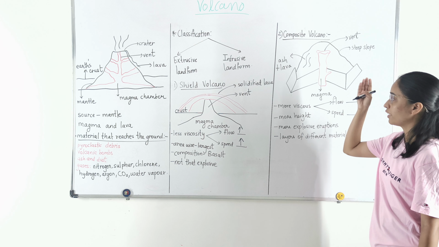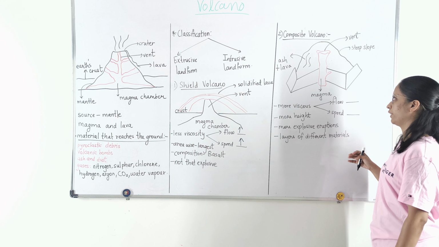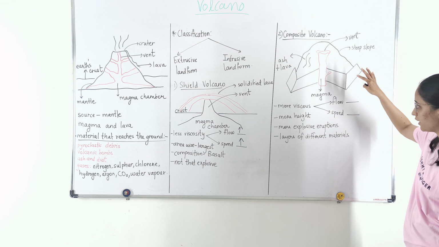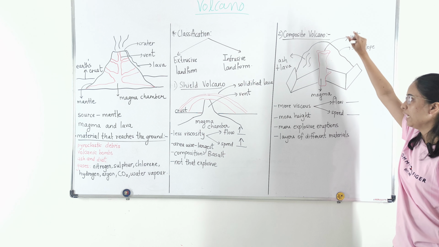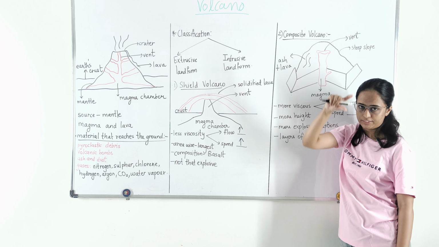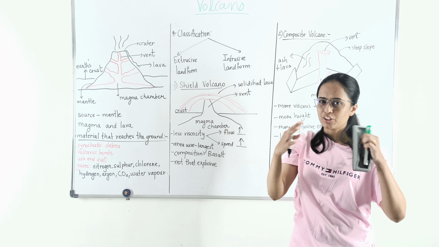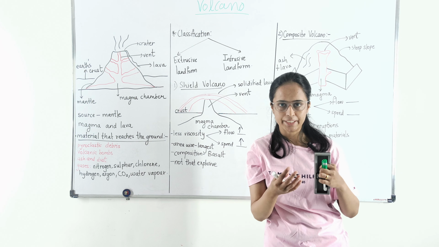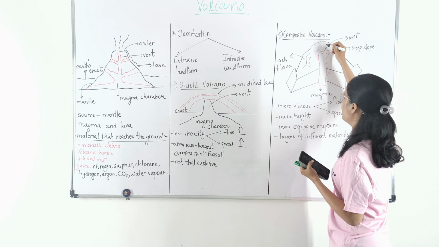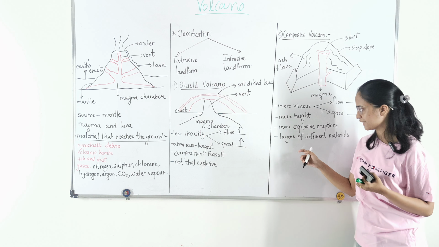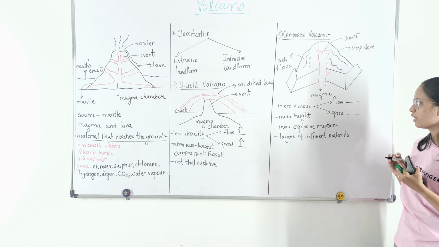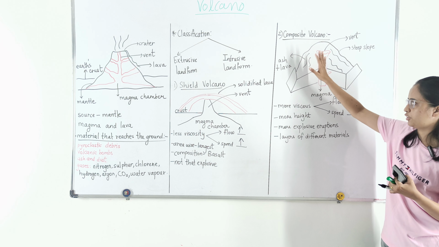Now let's move on to the next type, which is the composite volcano. Now here again you will understand why this is called a composite volcano. As the name suggests, composite as in composition of more than one material. So इस volcano में we get to see different layers of materials as I have written in the last line. But now let us first understand the structure of it.